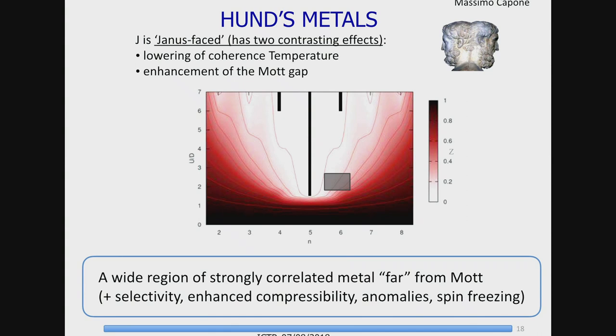And it actually happens to be quite a correlated metal, as you can see here from this color plot, which tells you that when the color is light, the Z is small. The system is quite correlated. So this different behavior of the critical U opens up a wide window of interactions where the system remains a metal, even though it's far from the Mott transition.